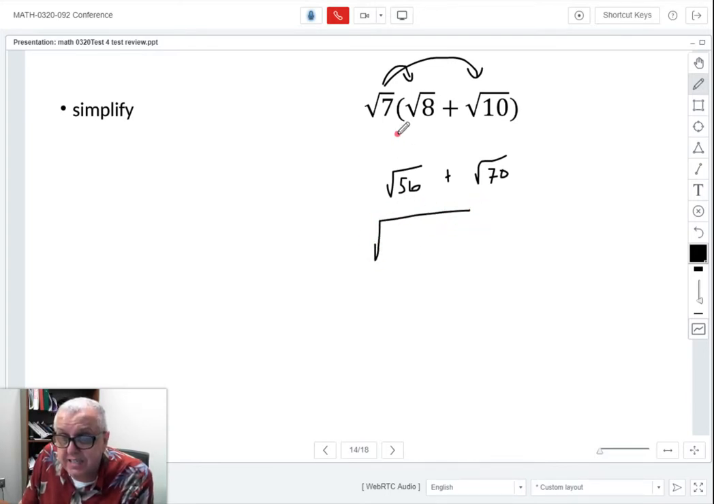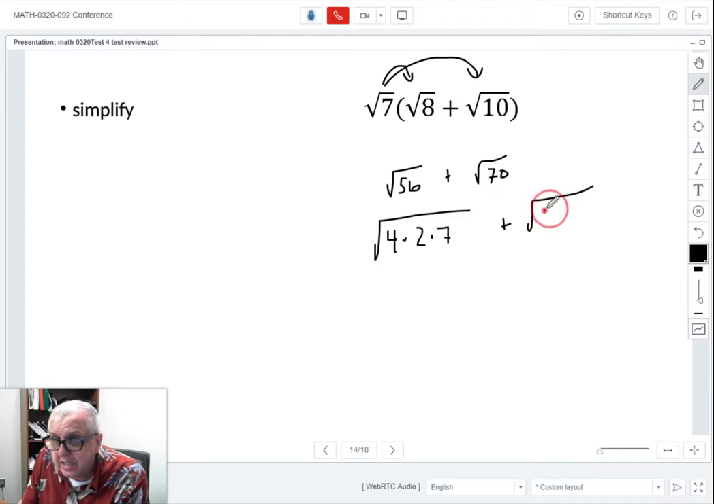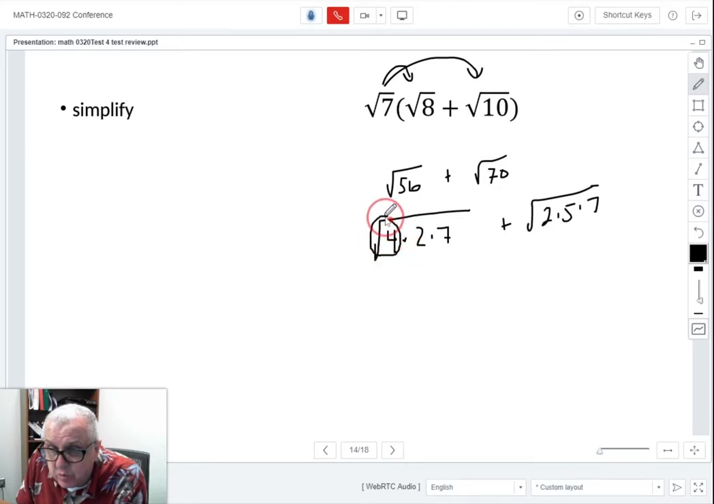56 is 8 times 7. You could also say 4 times 2 times 7. This is the square root of 56. 70 is 2 times 5 times 7, if I break it down to prime factors. Now, do you notice right here, this square root of 4 is 2. So, I mean, you can break this apart for the square root of 4 times the square root of 2 times the square root of 7.